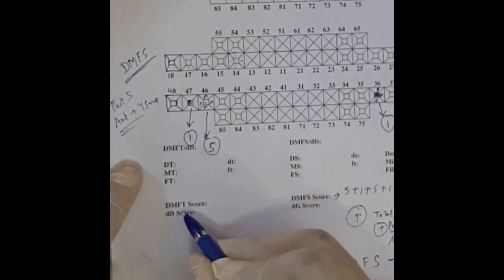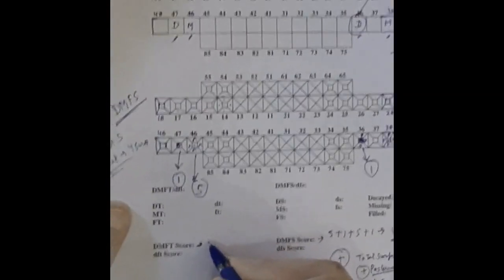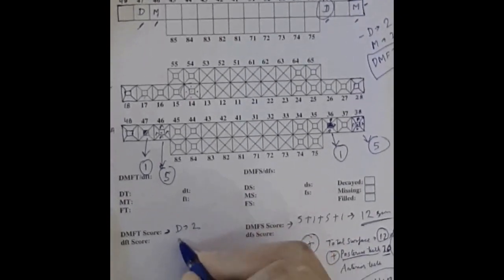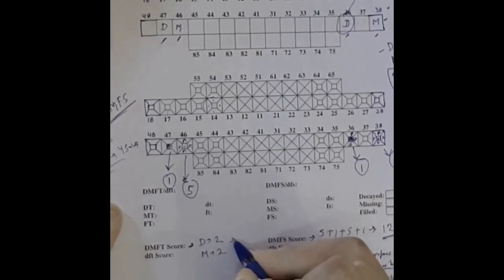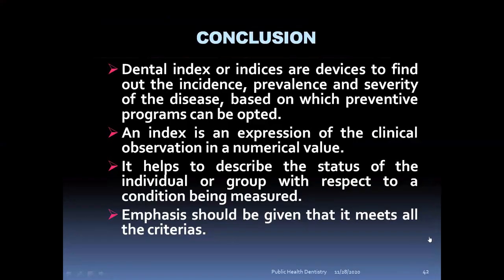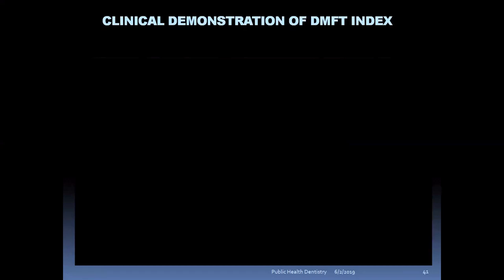If we are talking about DMFT, we have only 2 decayed teeth, as I told you earlier, and 2 missing teeth, so the total comes out to be 4. So the DMFT comes out to be 4 and the DMFS comes out to be 12. That's it for the DMFS. Okay, that's the video for the DMFT index.